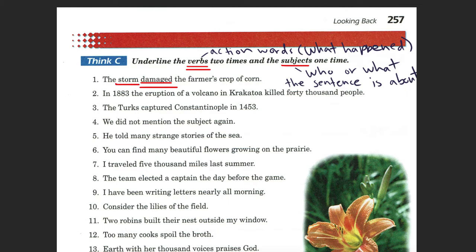Let's do number 2 together also. In 1883, the eruption of a volcano in Krakatoa killed 40,000 people. So, what happened in this sentence? What's the action word? Right, it's killed. So what killed? The eruption killed. You might think that eruption is a verb, but in this case it's actually a noun. Erupted or erupting, those are verbs, but eruption is a noun. It's a subject.